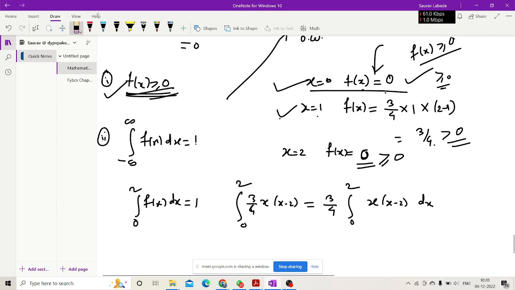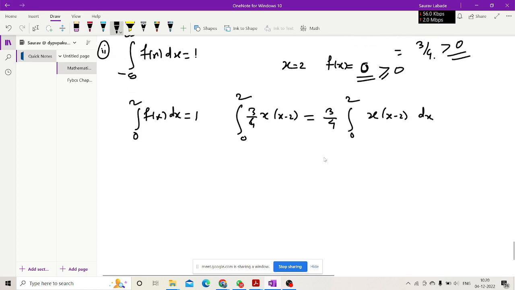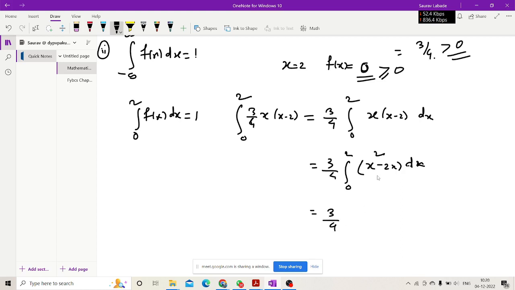Yeah. So again, just multiply with the bracket. So this will become 3 by 4 into 0 to 2. Yes, what will be the term? This will be x square minus 2x into dx. So let's just take the integration. Yes, so what is integration of x square?